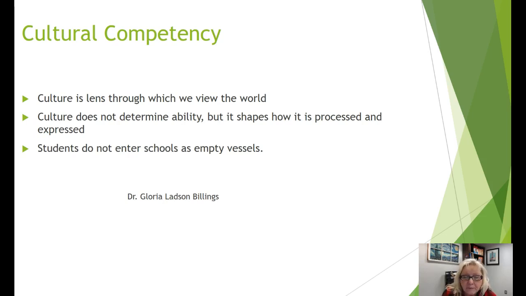So you may see people from other cultures not expressing themselves the way that you might be used to, but that doesn't mean that they don't have the ability to. It's just they're expressing it in the way their culture taught them to express it.